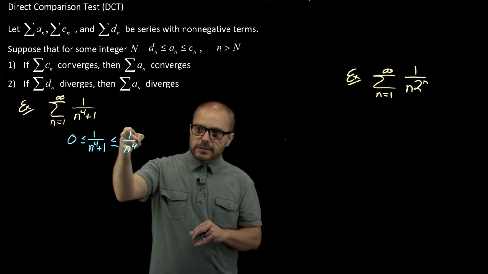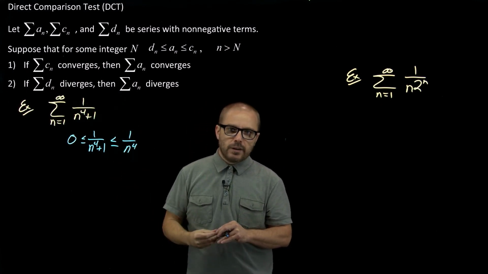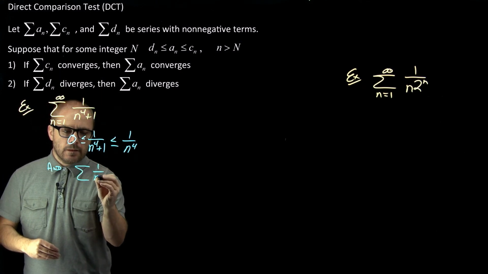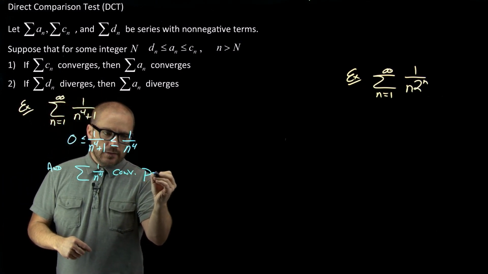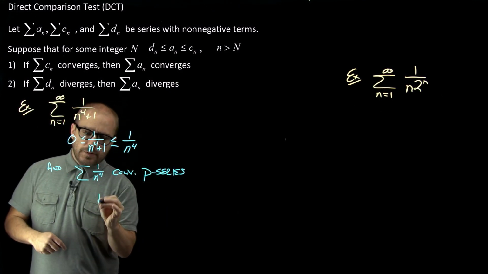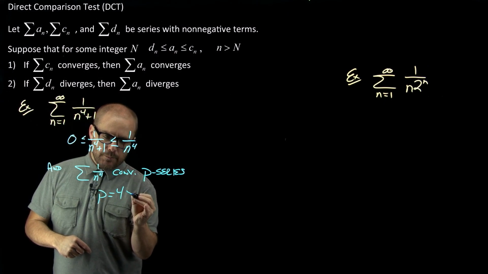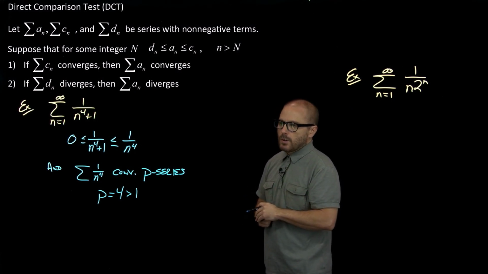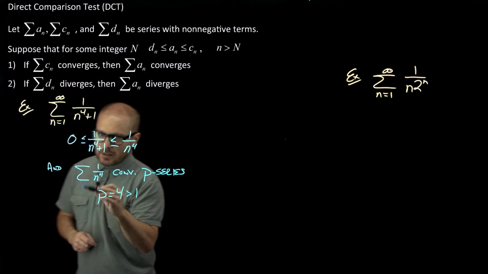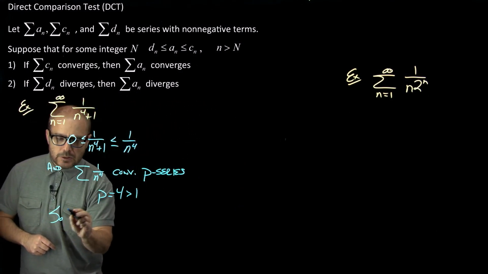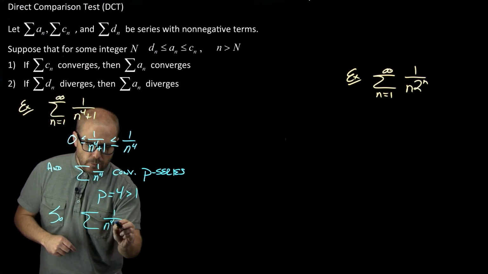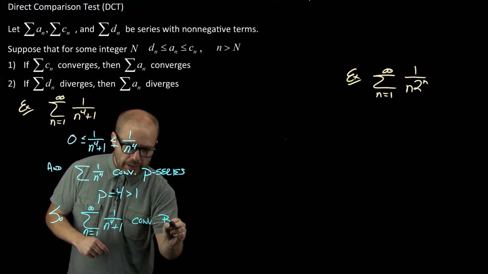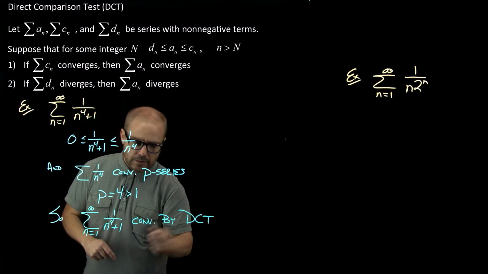Okay. But this is a p-series, and we know that the series of 1 over n to the 4th converges. That's a convergent p-series. P is 4, which is bigger than 1. Remember, that was the criteria for a p-series to converge. That exponent needs to be greater than 1. So we've got everything here, right? We're smaller than that convergent. So we conclude that our series 1 over n to the 4th plus 1 from 1 to infinity converges by direct comparison test, or DCT for short.